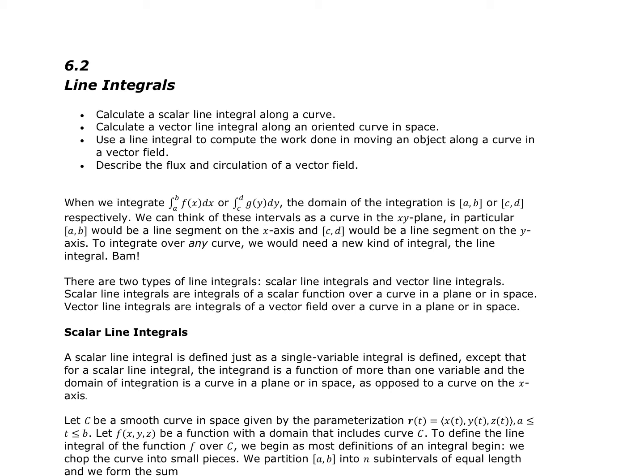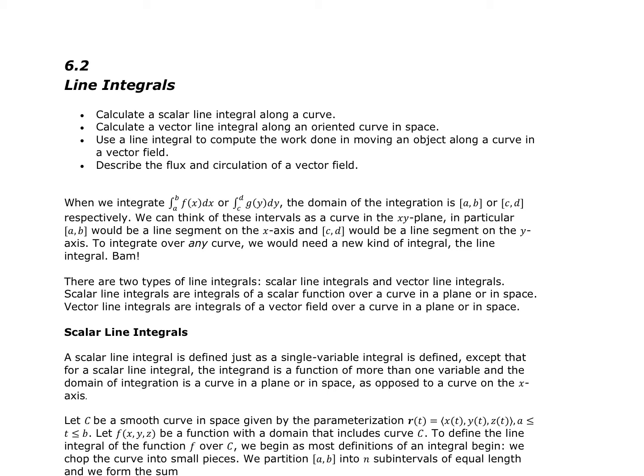So this is a long one. I'll let you know right out of the gate, this will be long. So the first thing is we're going to talk about when we're doing integration in two-space. When we're doing integration from a to b of f of x dx, or even c to d of g of y dy, the domain of the integration is that a to b or c to d. And what we're doing is we're trying to think about how our curve is changing in the xy plane when I look at it along the line segment in either the x-axis or the y-axis.